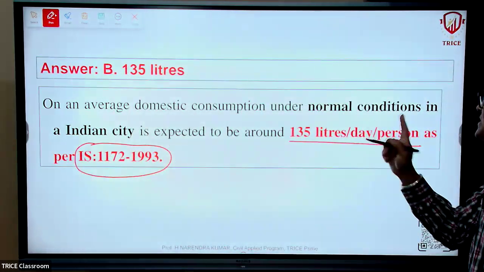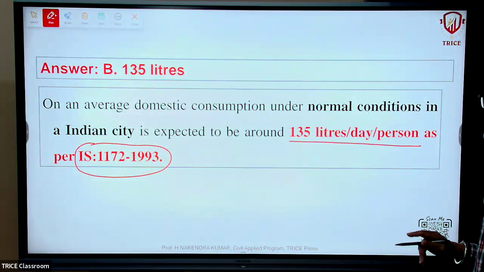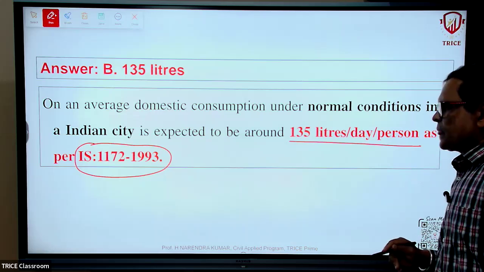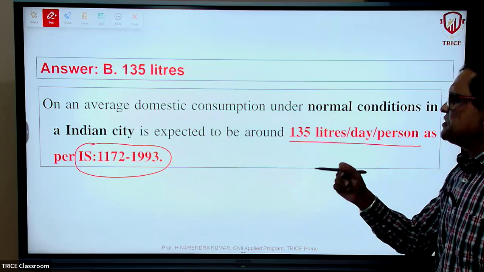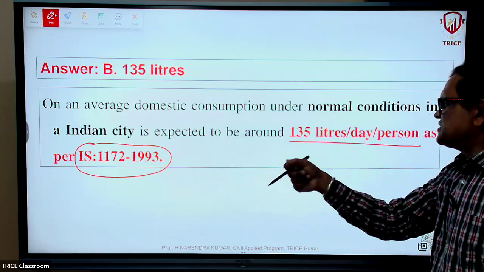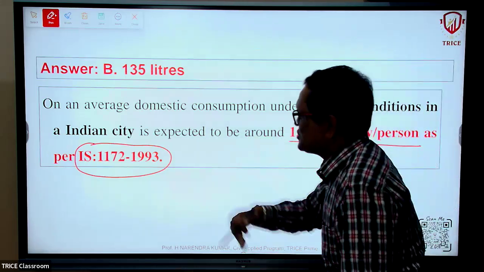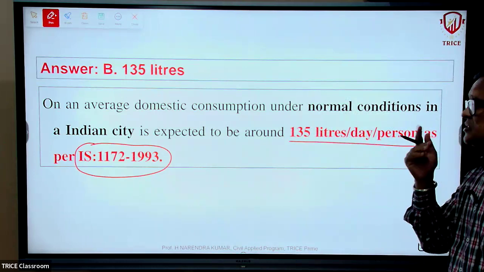This code gives us the value of average domestic consumption under normal conditions in an Indian city as 135 liters per day per person. And it also says, if you have flushing systems in your washroom, you know that flushing system? I am talking about 30 years back. When you flush your commode once, you make use of 15 liters.